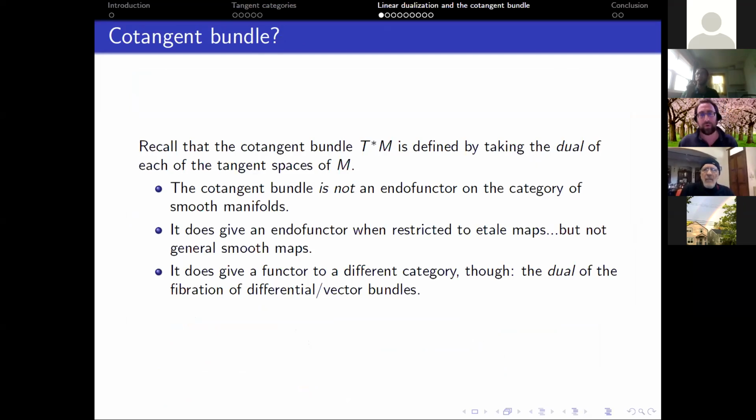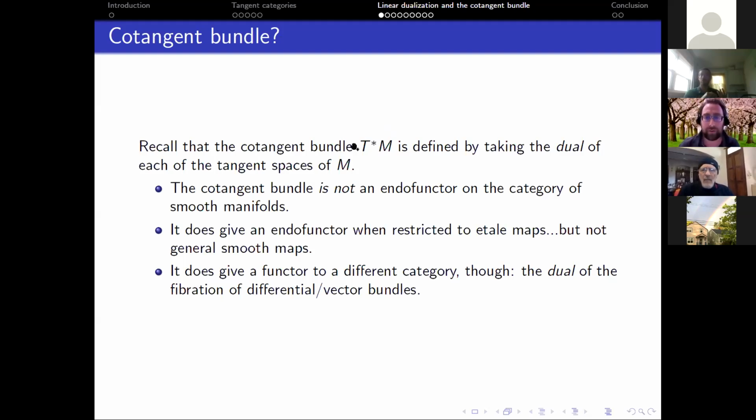Okay, so how can we talk about the cotangent bundle in a tangent category? Remember the cotangent bundle, what is it in the ordinary case? It's defined by taking the dual of each of the tangent spaces of M. So you have your tangent bundle, which is all the different tangent spaces at all different points, and you take the dual of each of those vector spaces.